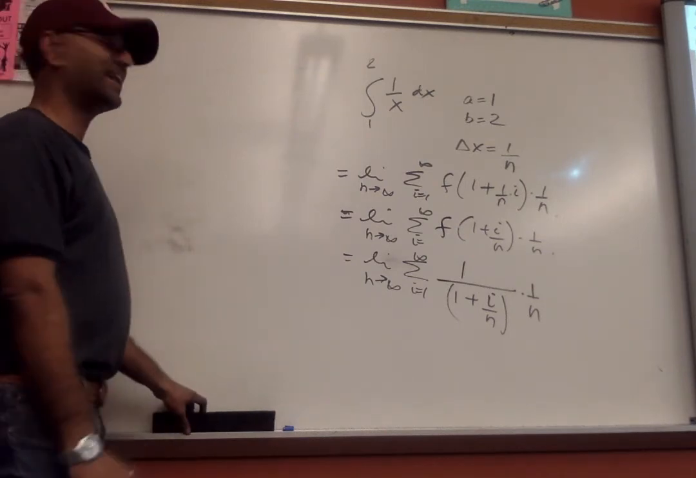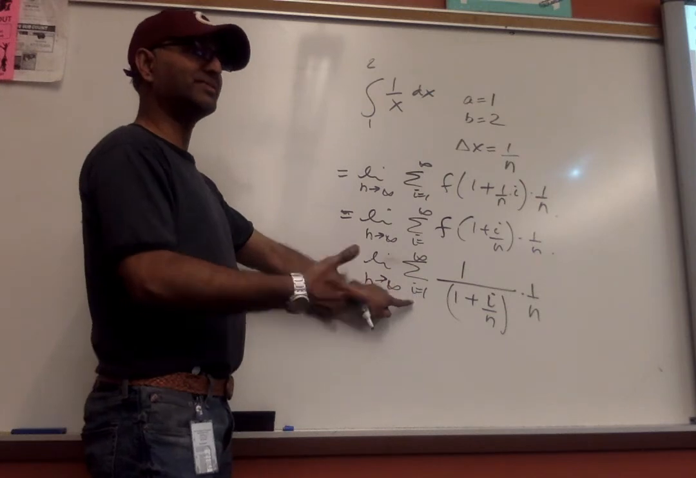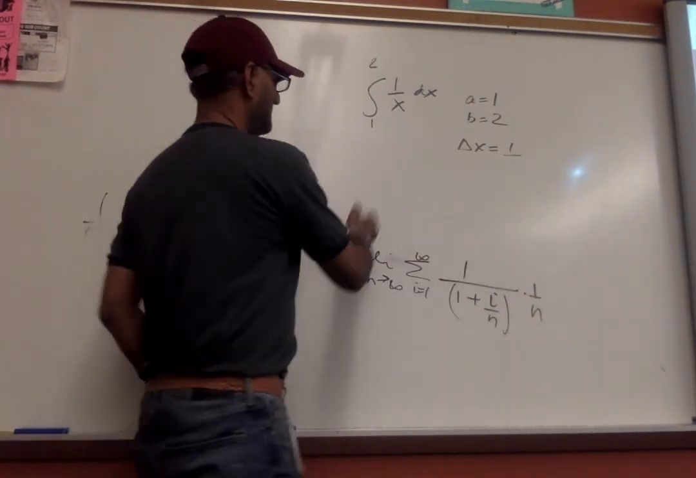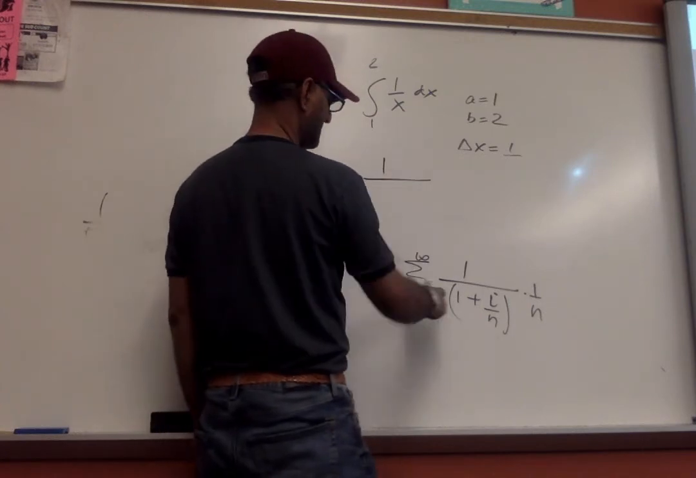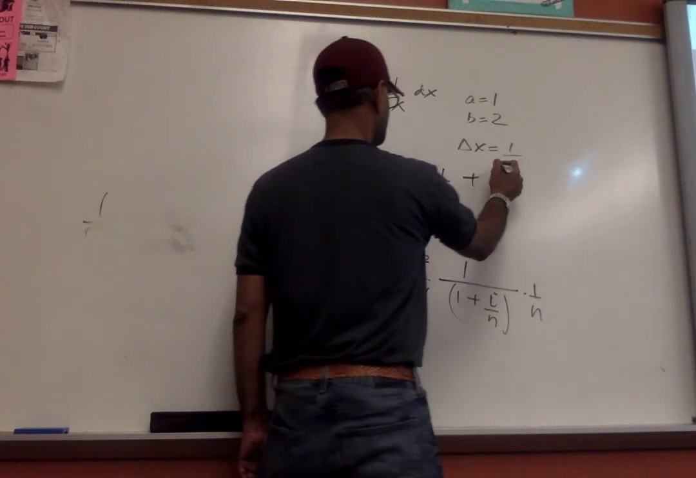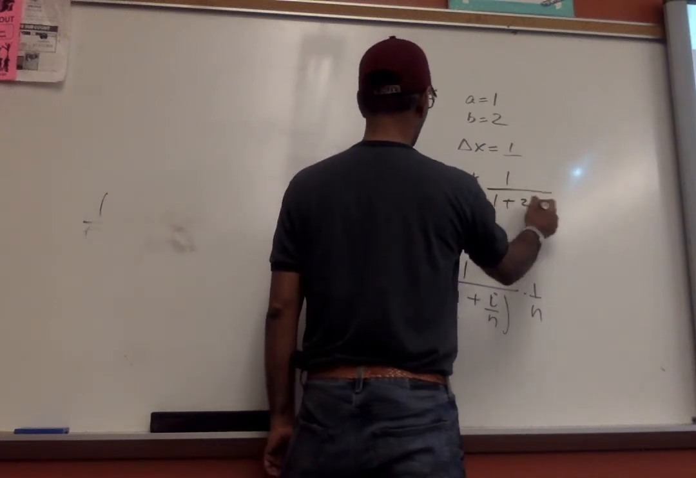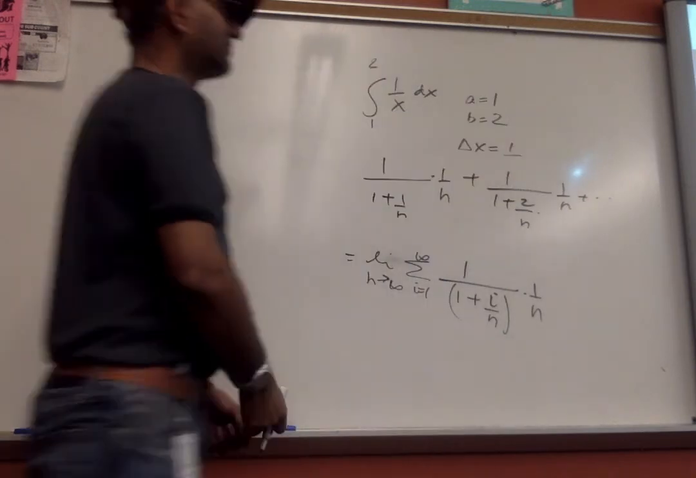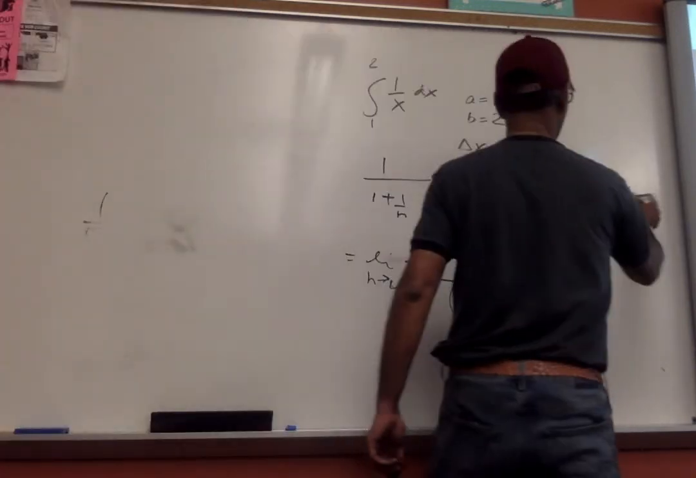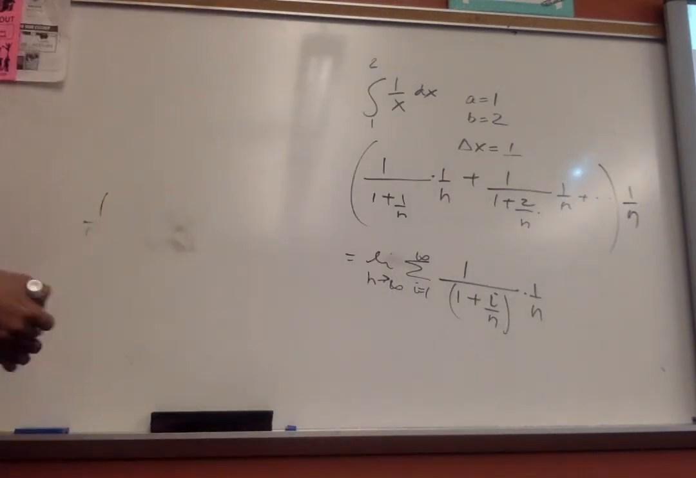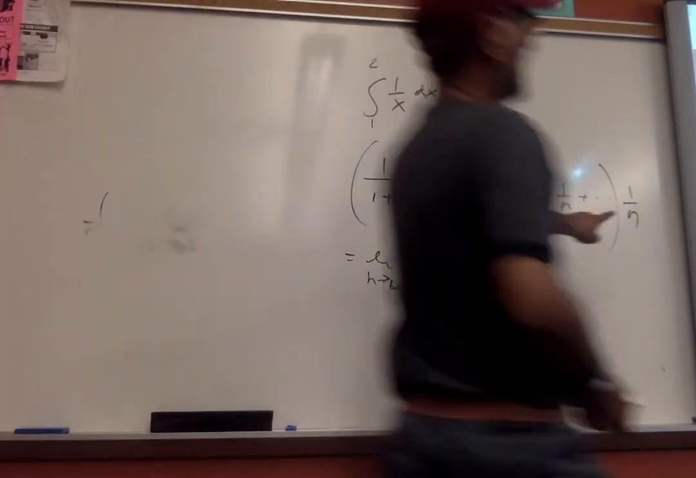Weird. Okay, now I'm going to just plug in i being 1, 2, 3, 4, and I'll expand it. Is that basically 1 over 1 plus 1 over n times 1 over n, plus 1 over 1 plus 2 over n times 1 over n? Is that the expression they have? They have the 1 over n outside.